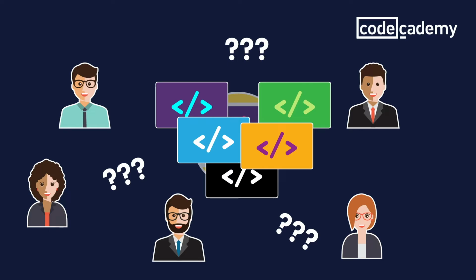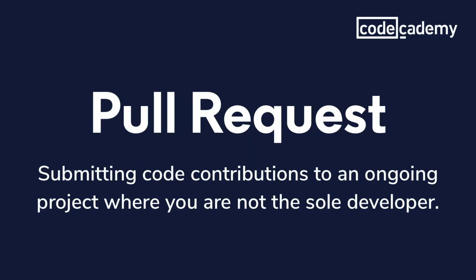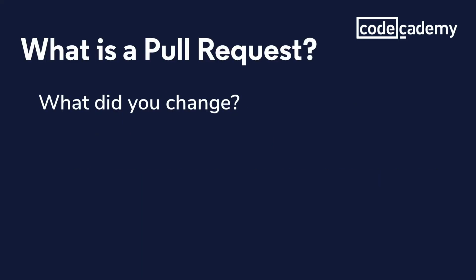Git allows developers to make contributions without interfering with each other's work or getting in their way. But there does come a time when you have to reconcile the changes. When it comes time to fold your changes into somebody else's, the process is known as a pull request. So at its core, a pull request really seeks to answer the question, what did you change?